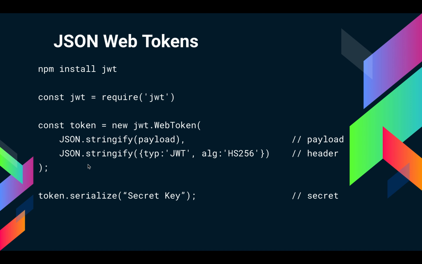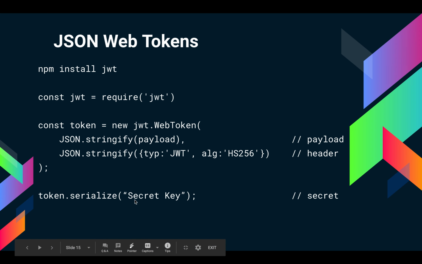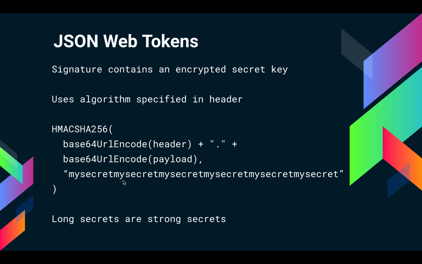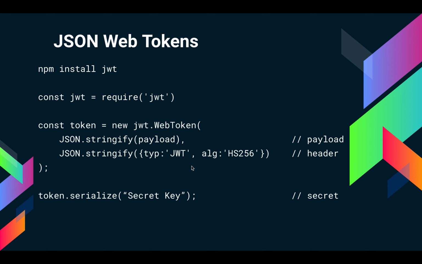Token.serialize then creates the JWT from this web token instance. So we pass it this secret key, and that makes up those three parts. We have our payload, that's our important data that we want to store and send over to the user. We pass our header to the web token, and then we pass our secret key. In this case, I've written secret key, but actually it should be like this. It should be very long. So this is how we use it.